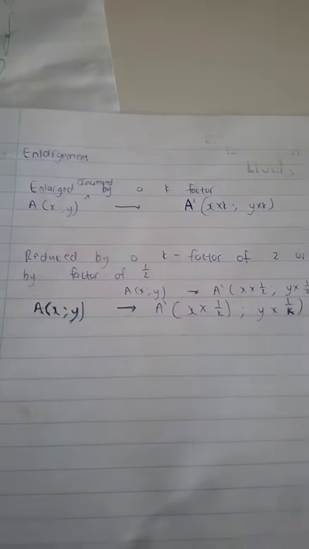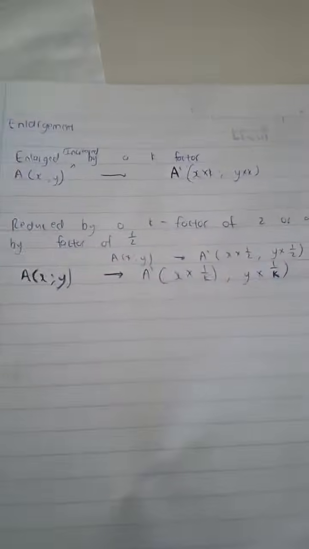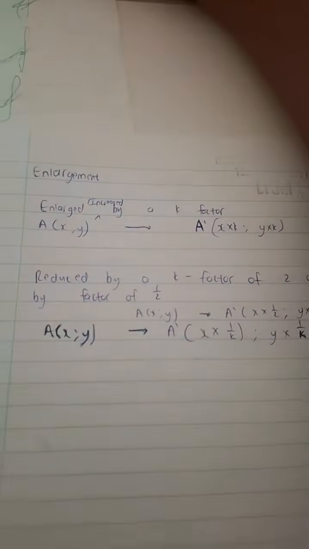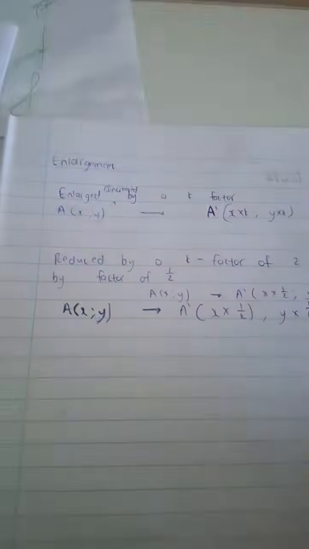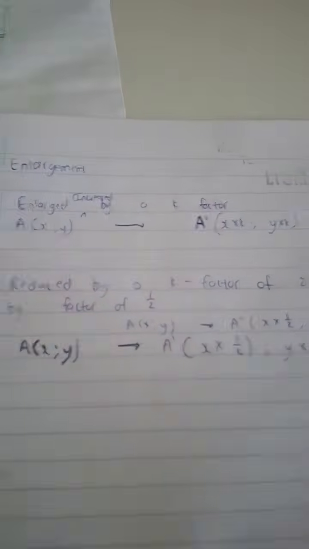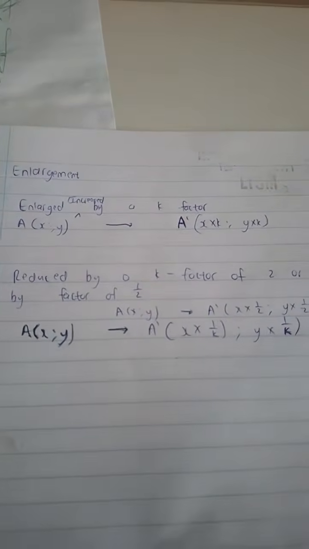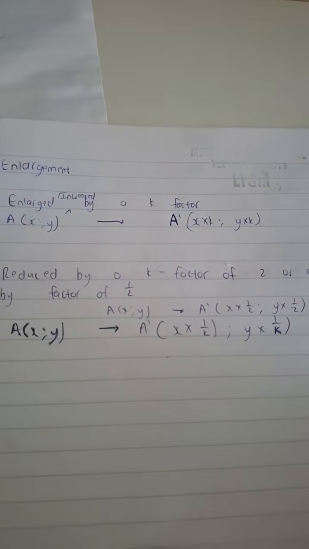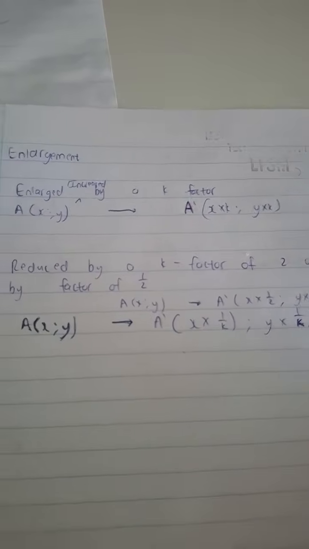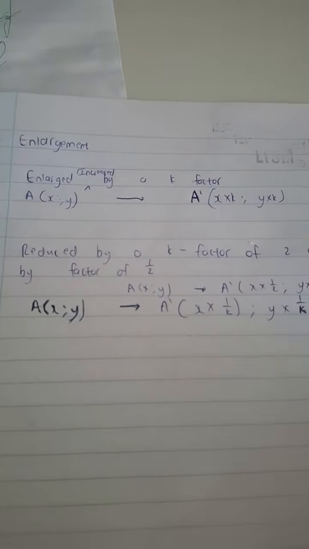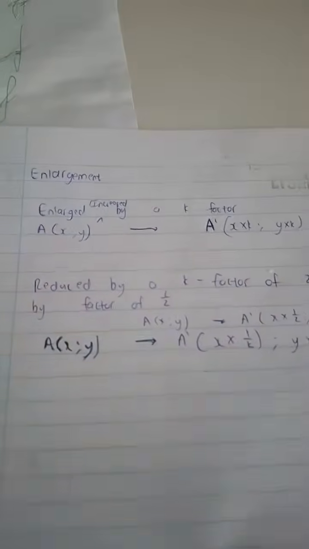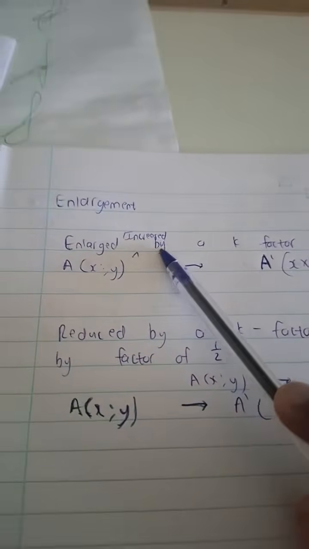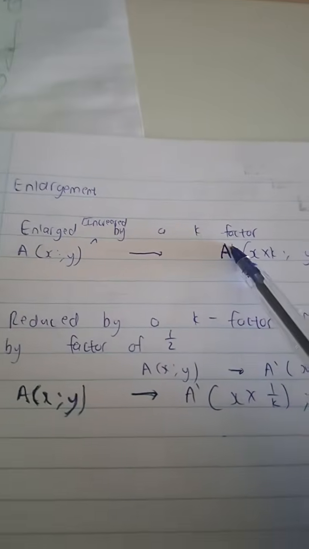Alright, let's move on to the next concept, and that is enlargements. We have enlargements or reductions, if you want to call it that, where whenever a shape is enlarged or reduced through the origin, the coordinates of the shape move further away from or closer to the origin, thereby enlarging or reducing the original shape. The images are similar, but we talk about a scale factor. So, enlarged or increased by a k factor.